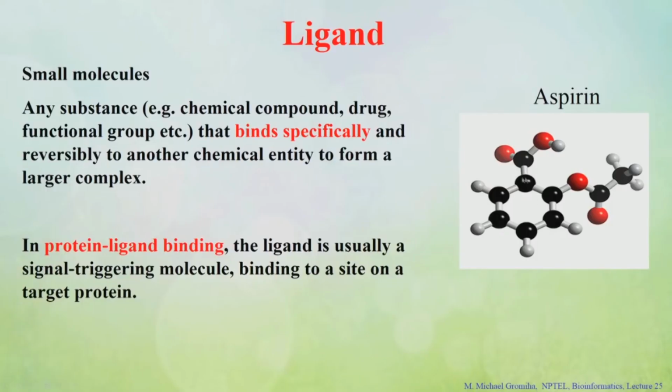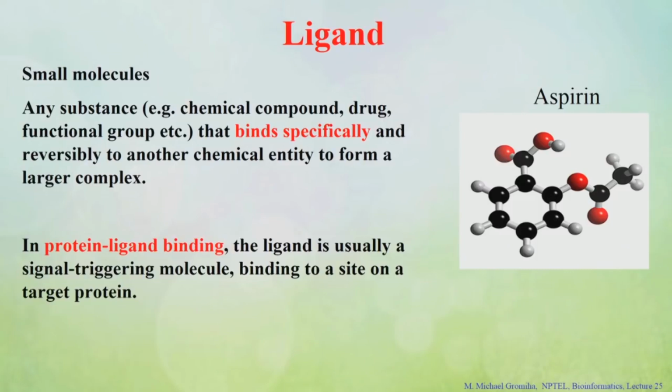Here is one example, aspirin. What is aspirin? Yeah, this is a painkiller. So, if you have a headache, then you can have this aspirin. This can be said to be a drug. If you look at the protein ligand binding, you have a protein and you have a ligand. If they bind, the ligand is usually a signal triggering molecule, because this will go and attach to the pocket in the protein, and this will trigger at the binding site.